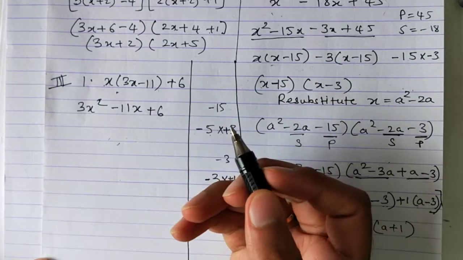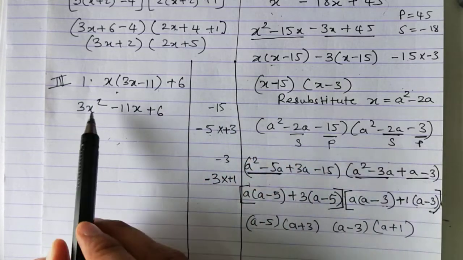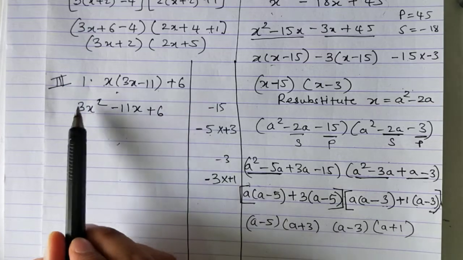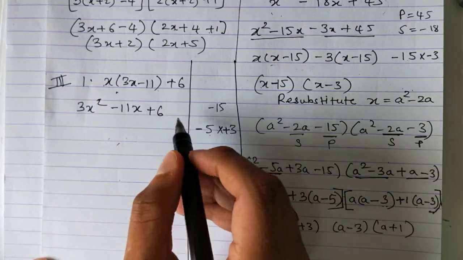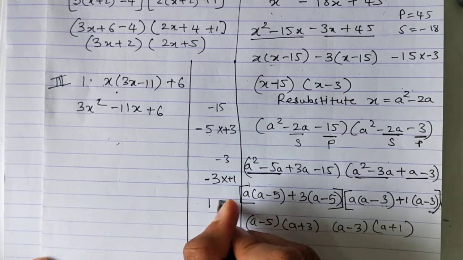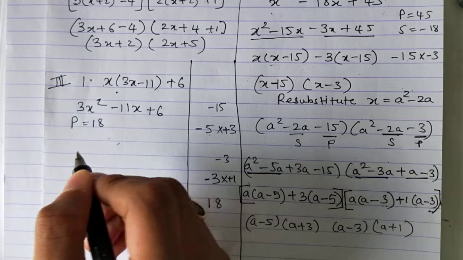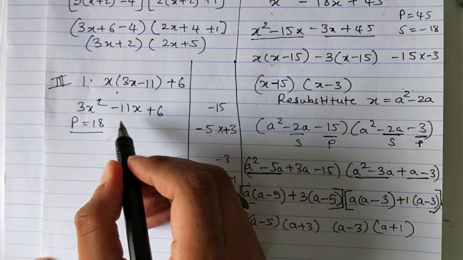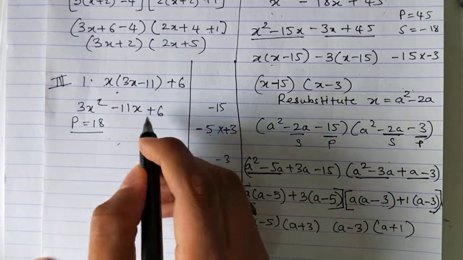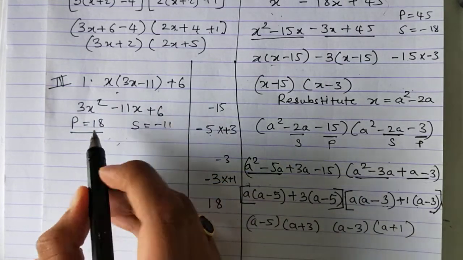So this is a normal quadratic equation. We have to split the middle term. First multiply this term and this term. So 3 into 6 is 18. So the product is 18 and the sum is minus 11.